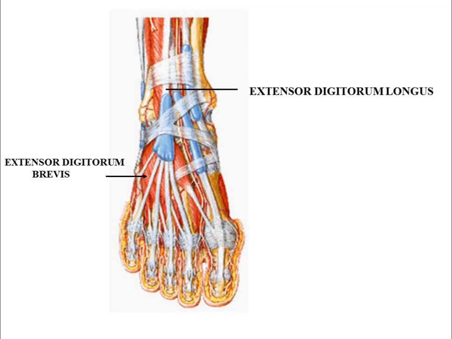Extensor digitorum longus, when it passes deep to the superior and inferior extensor retinacula, all four tendons are covered in a common synovial sheath, and then after reaching the dorsum of the foot, they divide into four separate tendons for the four lateral toes.